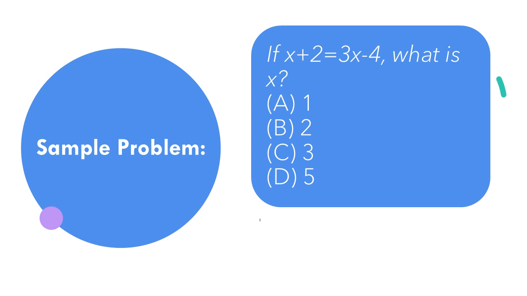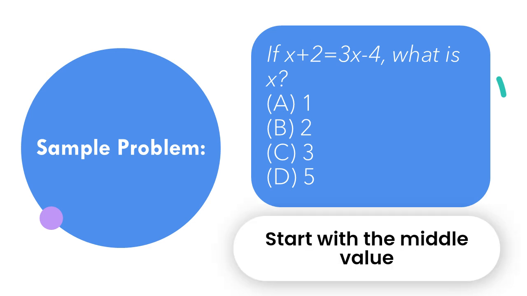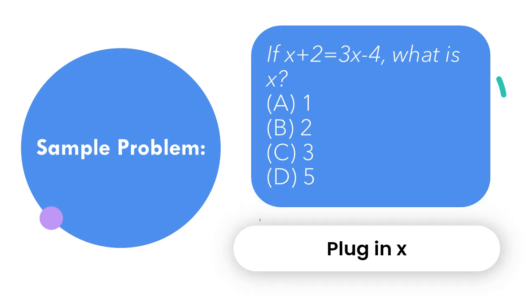Step 1. Start with a middle answer. If we have multiple choice answers, we typically start with the middle value. But let's pretend we don't have answer choices here. Let's just test some reasonable values for x. Step 2. Plug in x equals 2.